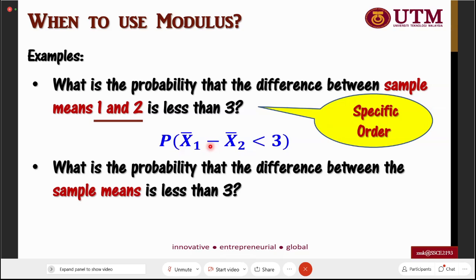But for the second one, you don't have any specific order. Maybe you think this is x bar 1 minus x bar 2, or it could be x bar 2 minus x bar 1, right? So which one then? For the second one, you should use modulus. Now the next question: how are you going to expand the modulus? Because you cannot solve unless you expand the modulus first.